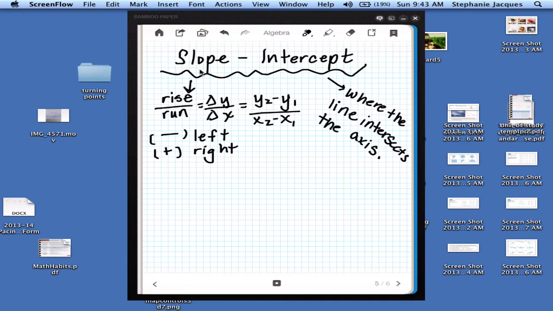Today you'll learn about slope-intercept graphing, and go ahead and title your paper Slope-Intercept. Pause at any time that you need to get the information down.